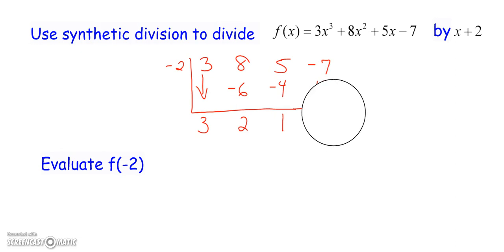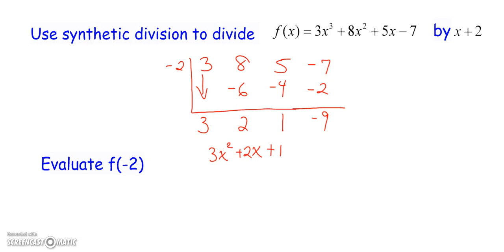Sorry about that, that's me making a small mistake there. We're going to fix that. 1 times negative 2 is negative 2. That's going to be negative 9. So what we get if we were to divide these, we would get 3x squared plus 2x plus 1, the remainder being negative 9 over x plus 2. That's the easy way to divide.